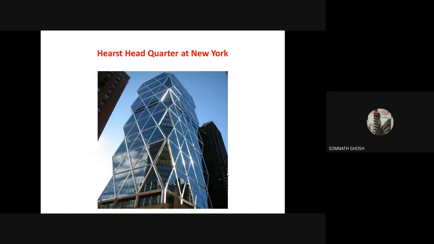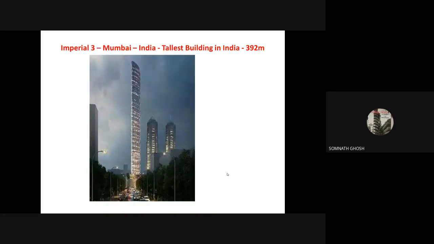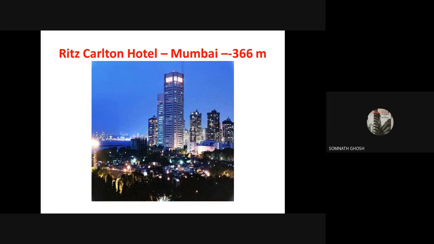Now, this is the Earth's headquarters at New York. Just see the elevation is totally different from the other buildings. This is the tallest building in India, which is in Mumbai, Imperial Tower. It is 392 meters tall. This is another building in Mumbai, Ritz-Carlton Hotel, which is 366 meters tall. But this building is more or less uniform along the height.